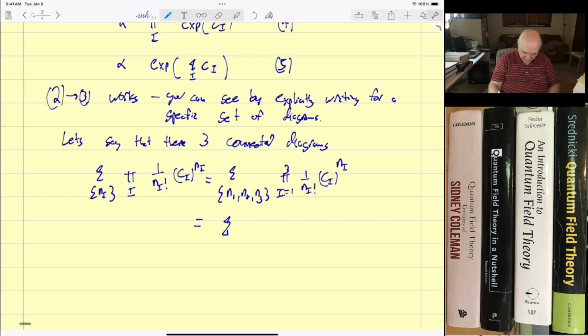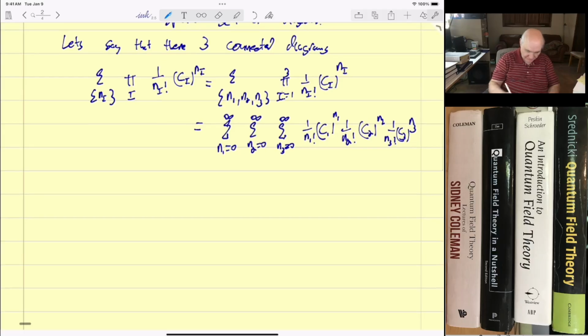So we have the sum from n1 equals 0 to infinity, the sum from n2 equals 0 to infinity, the sum from n3 equals 0 to infinity. And then we explicitly write out this product: 1 over n1 factorial, c1 to the n1, 1 over n2 factorial, c2 to the n2, 1 over n3 factorial, c3 to the n3.